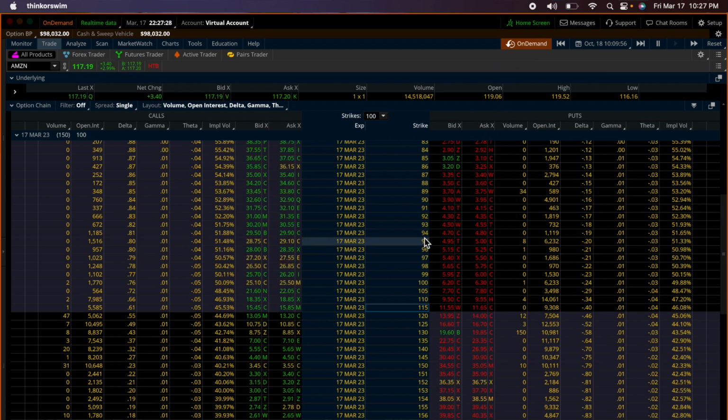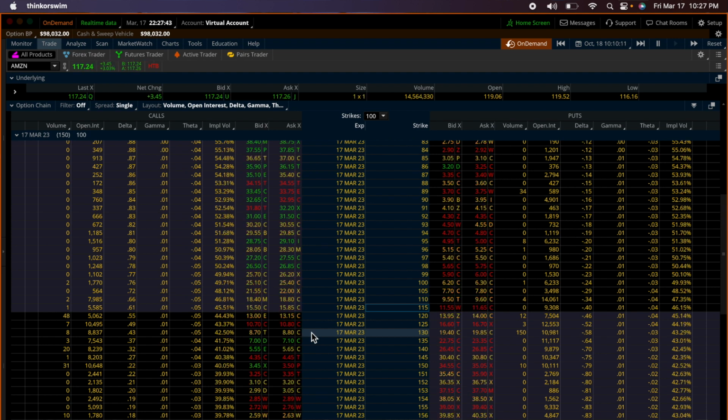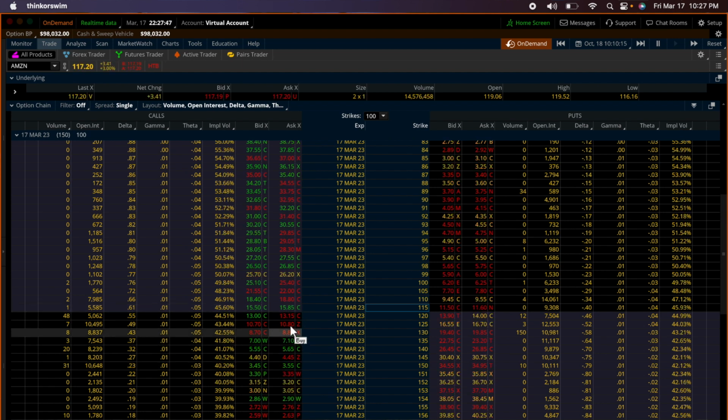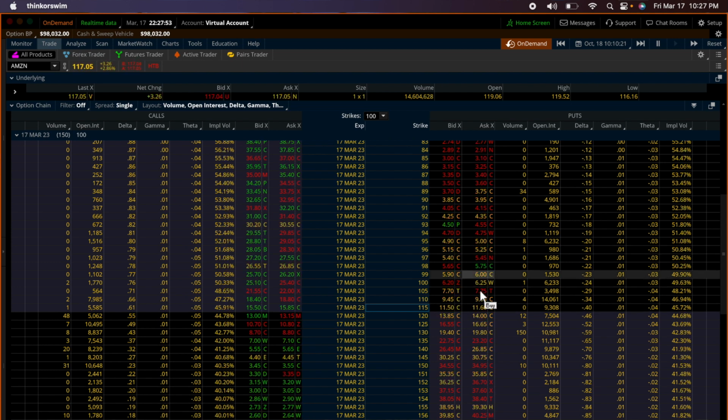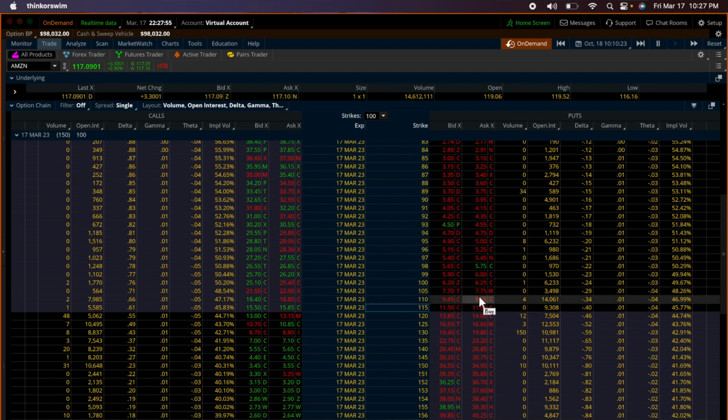Stock options provide investors and traders with a flexible and cost-effective way to trade stocks, allowing them to take advantage of price movements in the market while limiting their potential losses. For example, by buying a call option, an investor can benefit from a stock's upward price movement without actually having to purchase the stock.